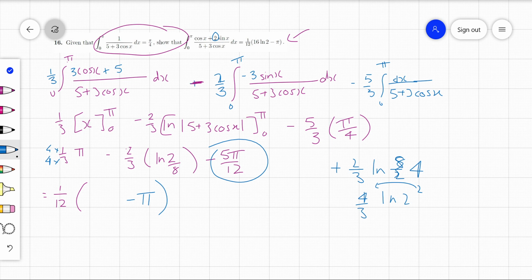So remember I want a 12. So to get a 12th, I'm going to have to times both those by 4. So I end up with a 16 log 2 if I put the 12th out the front. So I've got a 16 log 2, and that, yes, that is what we want.